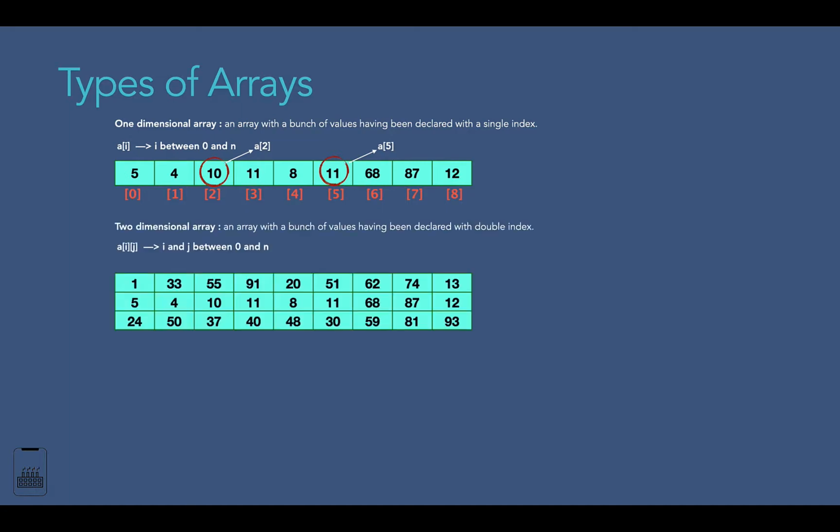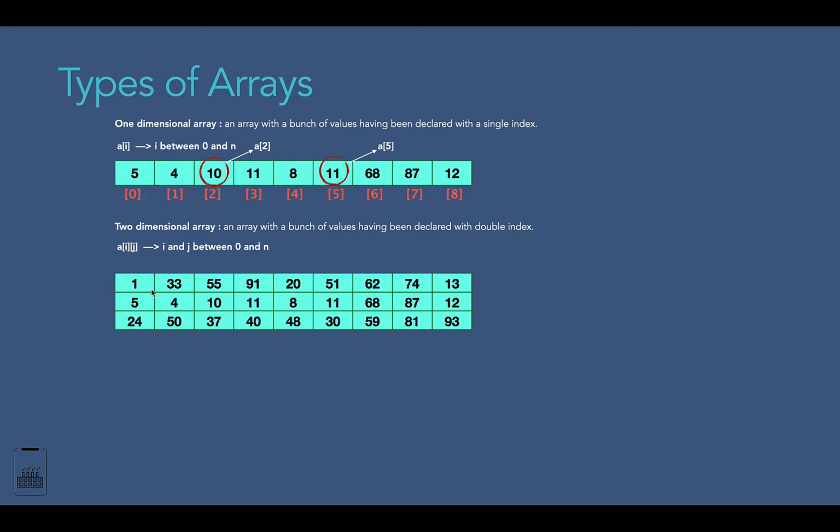Now let's look at what a two-dimensional array is. In a one-dimensional array, we saw that it consists of one row and multiple columns. But in the case of a two-dimensional array, we have multiple columns and multiple rows, which represents a typical matrix. It's an array with a bunch of values declared with a double index. If you look at this picture over here, we can easily see that we have multiple columns and multiple rows.